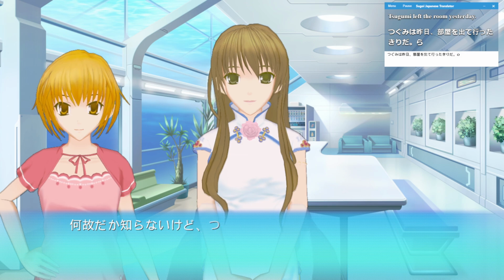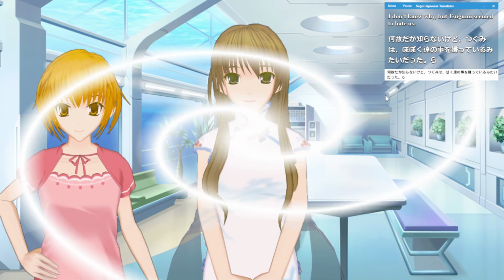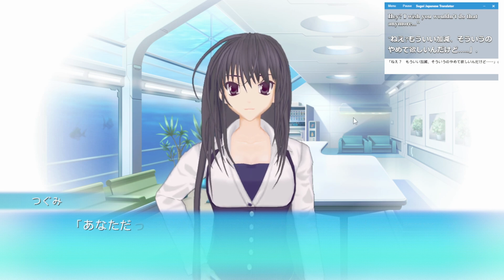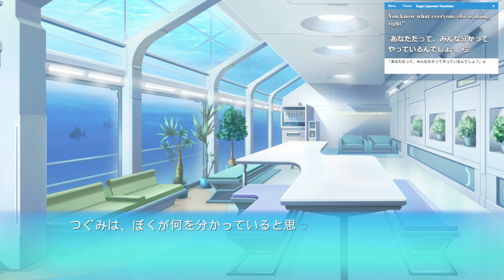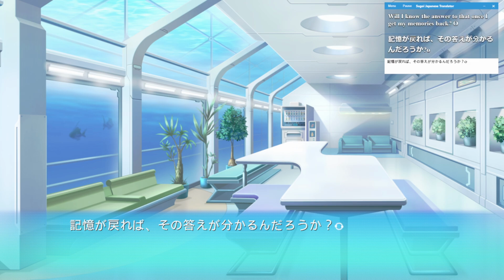Tsugumi left the room yesterday. Ryan indicated he was the last person that she talked to. I don't know why, but Tsugumi seems to hate us. It flashes back to, "Hey, I wish you wouldn't do that anymore," referring to calling to her for something. "You know what you all are doing, right?" using the rude second person pronoun, anata. What did Tsugumi think I knew? Will I know the answer to that once I get my memories back? No, you won't, because you think you would know what Tsugumi thinks you do, but you actually don't know that.